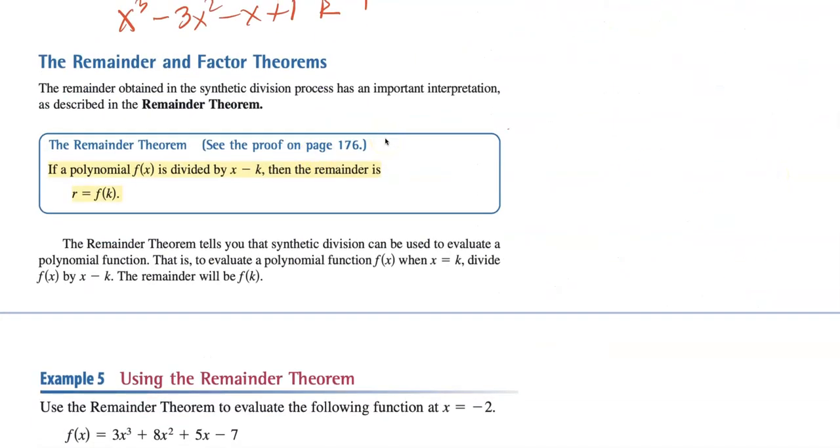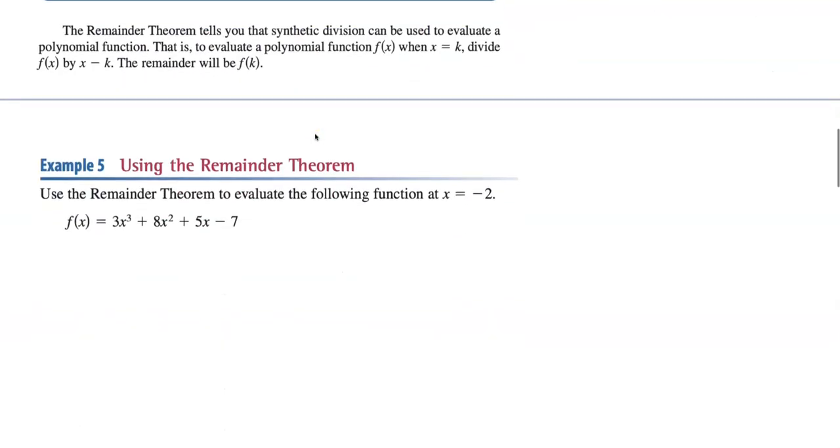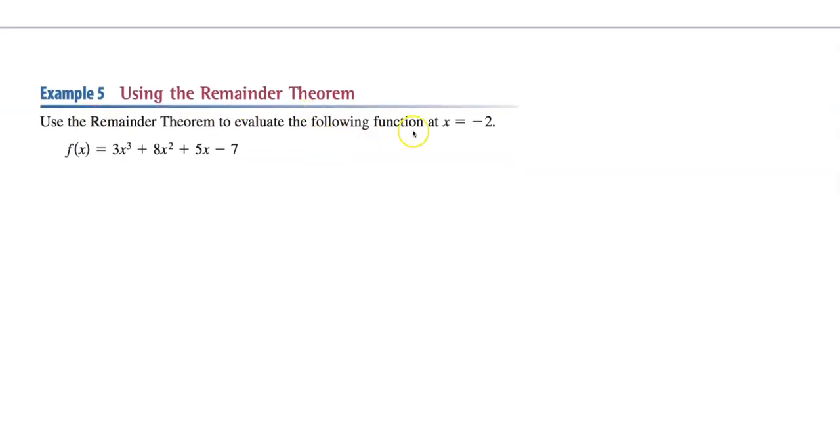A visual aid would be, let's say this is a, so it's x minus a, right? So you do that. My remainder right here, the remainder equals f of a. So that's what the remainder theorem says. So let's do this one. Use the remainder theorem to evaluate the following function.